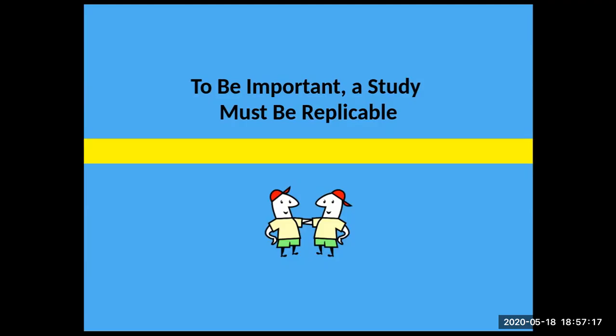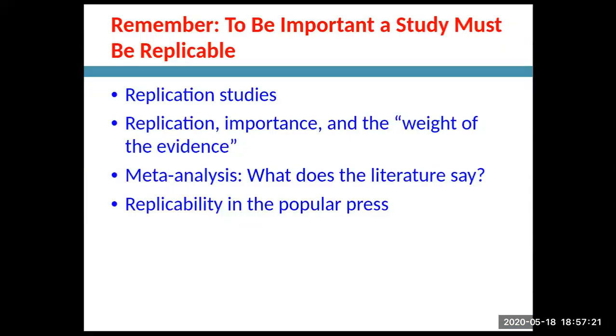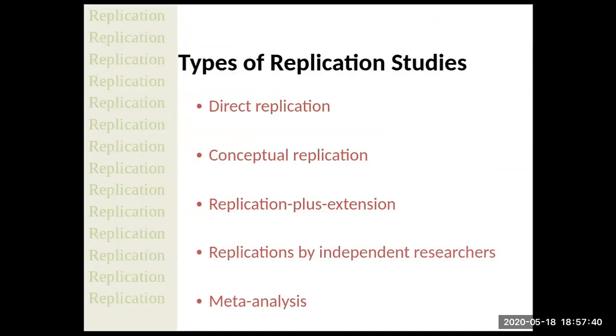Otherwise, you can't really do much with that. So, looking at replication studies, we'll talk about importance and weight of the evidence. What is a meta-analysis and how is it different? And replicability as told in the popular press and not just in journal articles or meta-analyses. So what are the types of replication study that we're talking about?